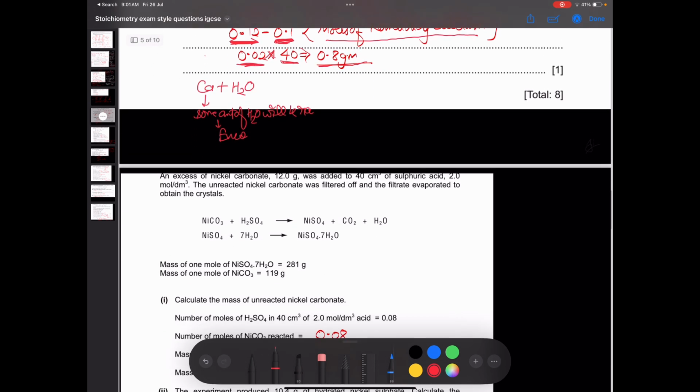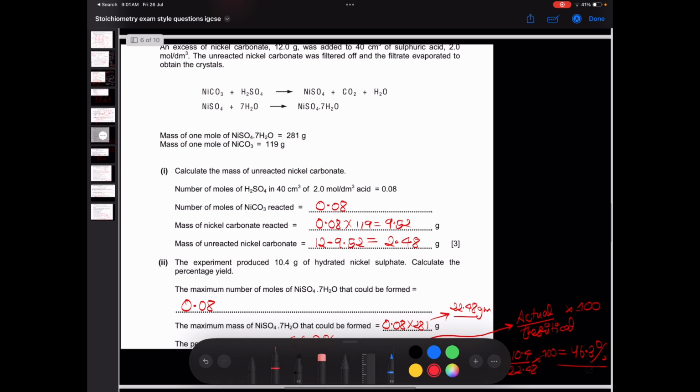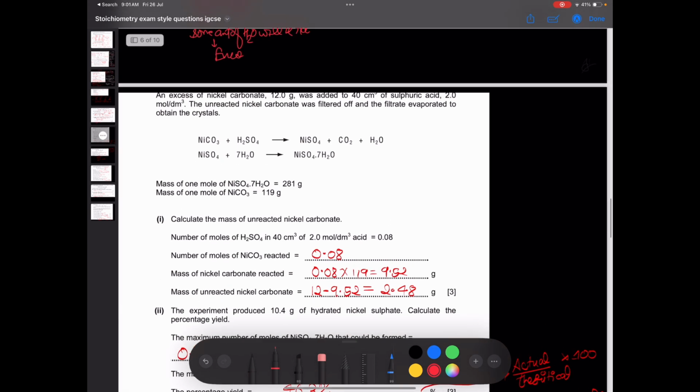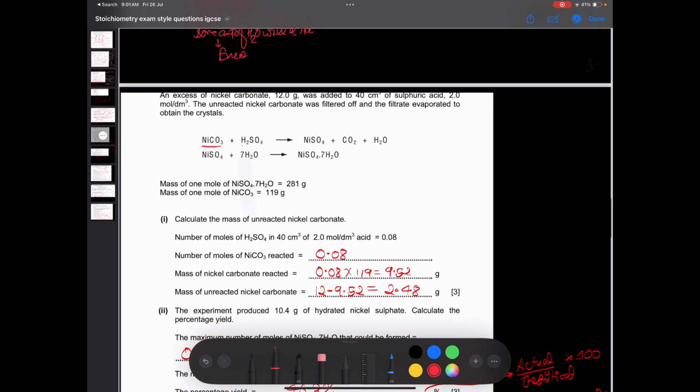Okay, now next question. They have given us a few reactions and there are multiple questions here. Okay, let's see the reaction first of all. NiCO3 with H2SO4 gives NiSO4 plus CO2 plus H2O. Then you add water to NiSO4, it becomes hydrated. This is hydrated nickel sulfate. And this is the anhydrous form of it.